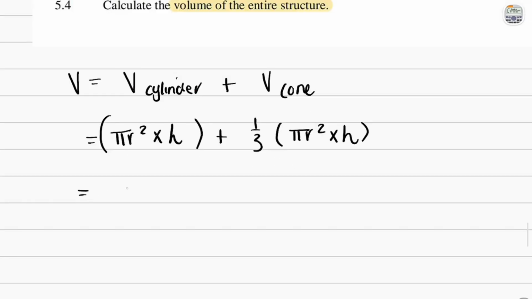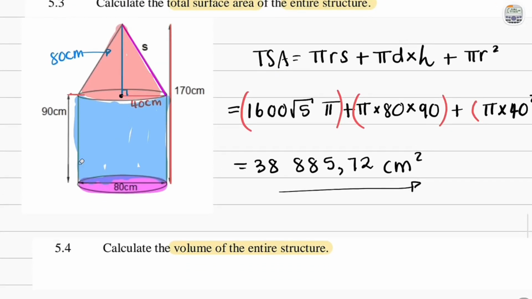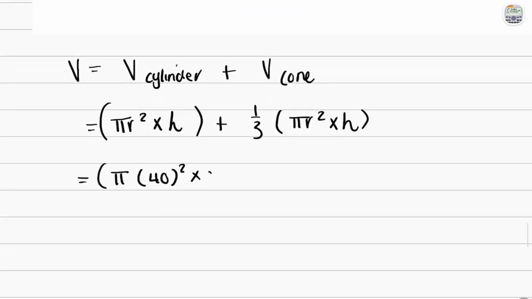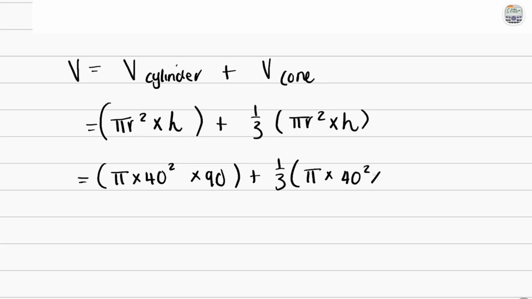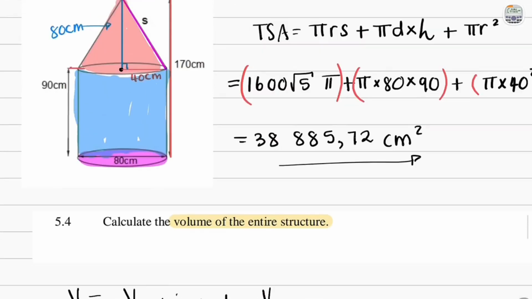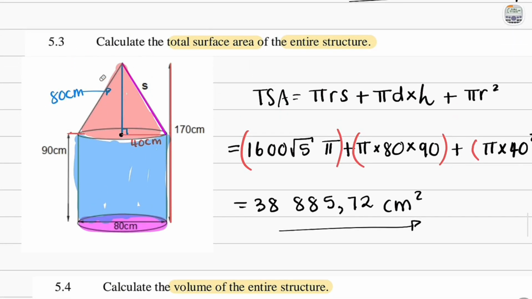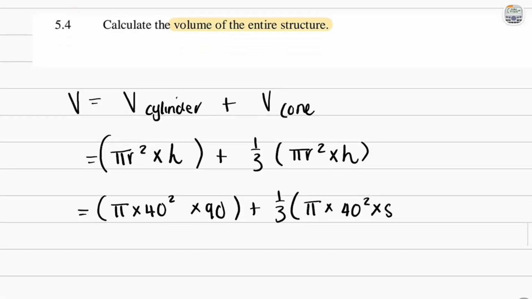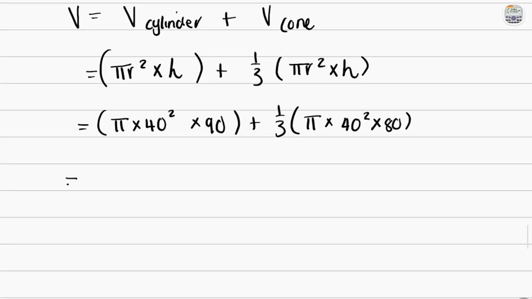So this is equal to pi, and r is 40, so 40 squared, multiplied by the height of this cylinder, which is 90, plus 1 over 3, and then pi multiplied by r, which is 40 squared, and then multiply by the height. The height of that cone is 80 centimeters. So multiply by 80, and we'll get our answer.